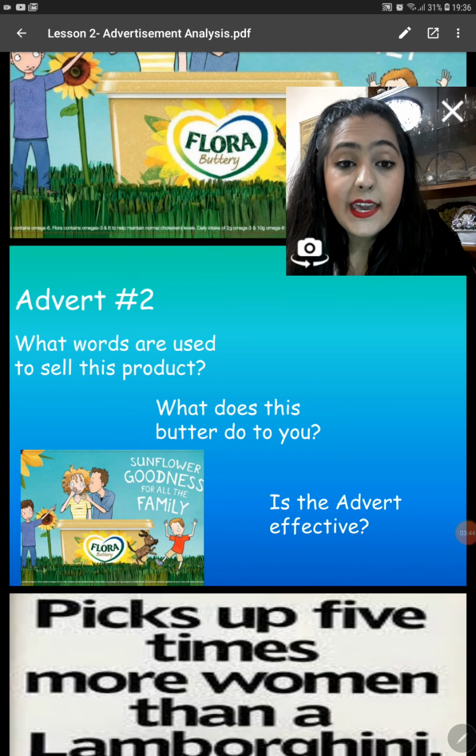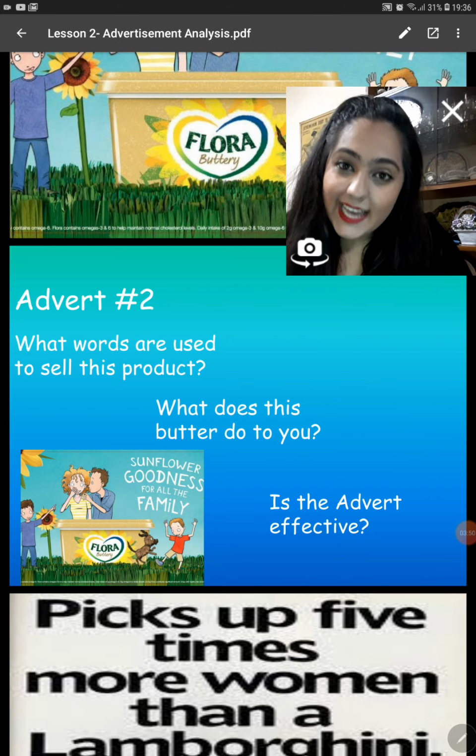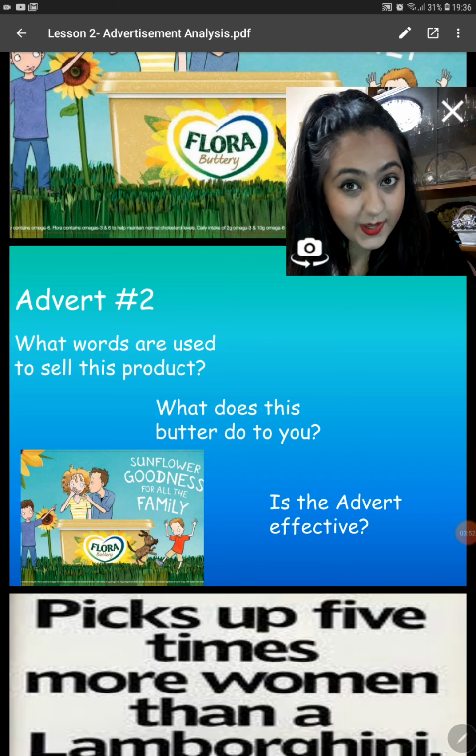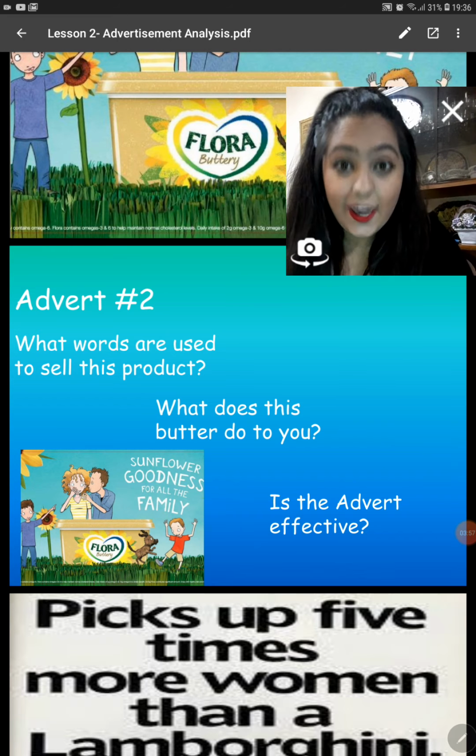Also, they would say, it's for all the family. So that means that mom can have it, dad can have it, your baby brother can have it, and even your grandmother. So it's good for everyone in the family.